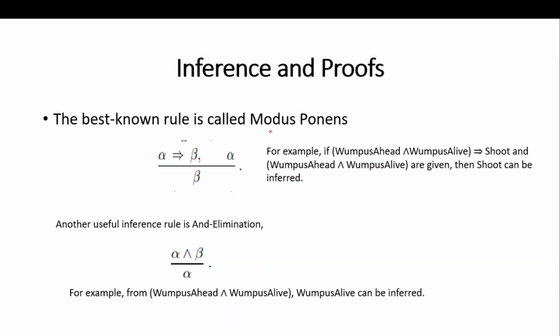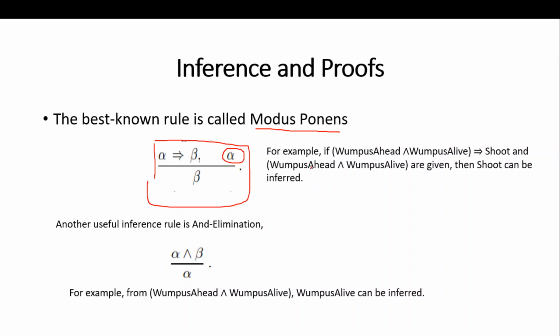Before getting into that actual topic, we'll discuss some rules. The first and important rule that we'll be discussing is called modus ponens. This rule is given like this: if alpha implies beta, and if alpha is given, then it means that beta is true. There is a statement which says that alpha implies beta, and if alpha is true, then beta is also true.